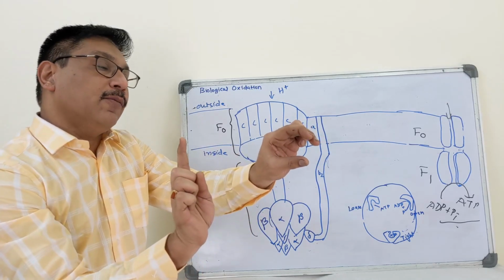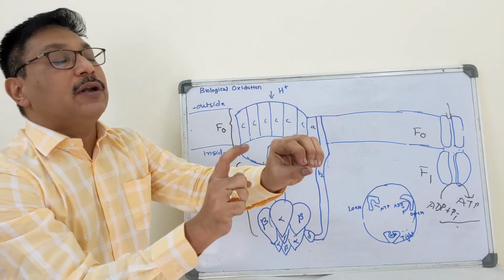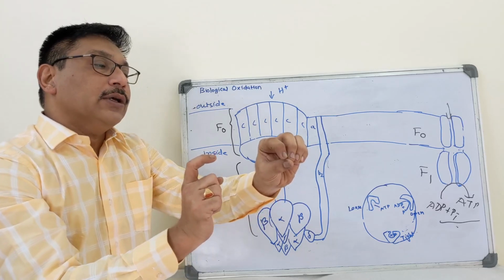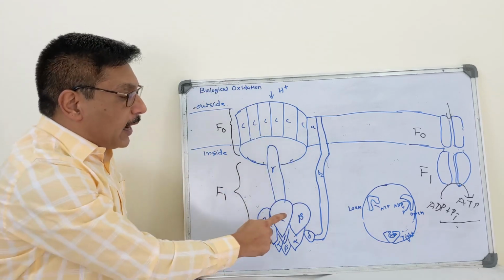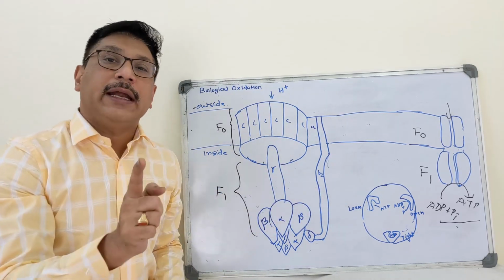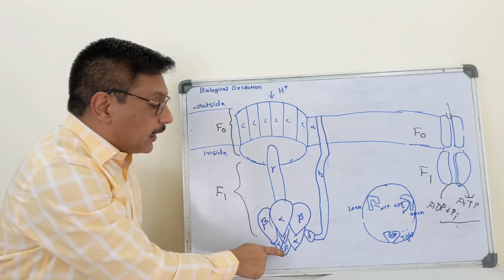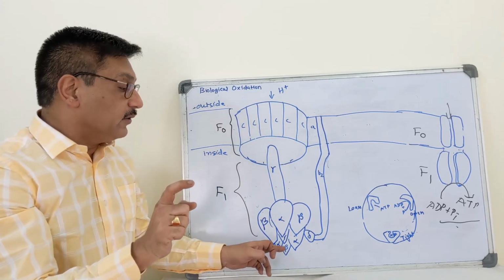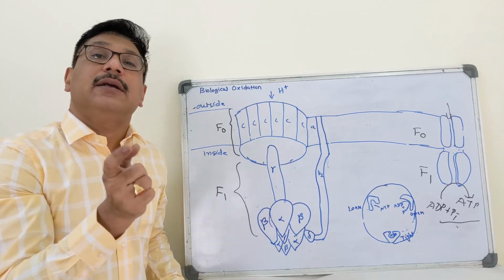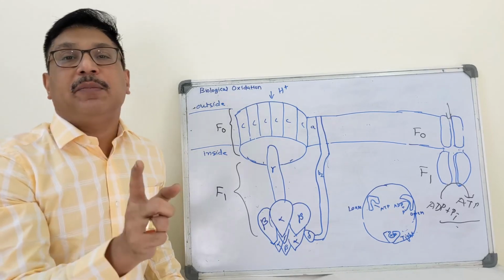Again, as this gamma handle moves, ADP and Pi will form ATP inside the beta subunit. So when the gamma handle hits one beta subunit, it will release one ATP molecule. When it hits another beta subunit, it will release a second ATP molecule, and when it hits the third beta subunit, it will release the third ATP molecule.